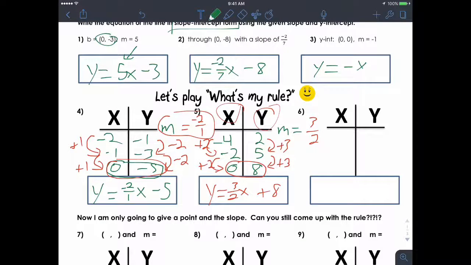Okay, now for the last one, I want you guys to try this one on your own as well. The points that you need are (0, -5). We have (5, -3), and then we have (10, -1). Go ahead and find the equation of this line.